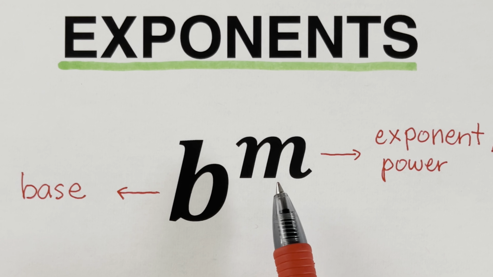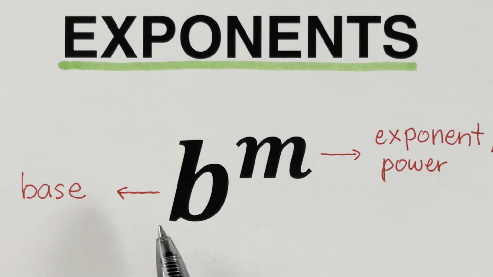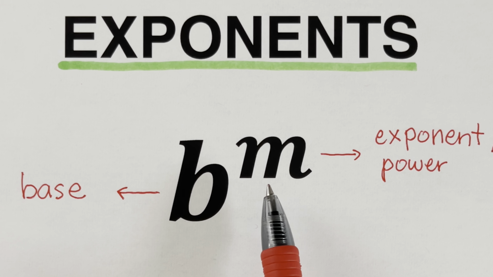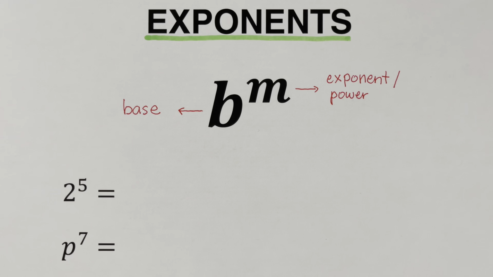Exponent m, sometimes called the power, shows how many times the base b is used as a factor, or pretty much how many times we multiply b by itself. Looking at this example, we can say that 2 is the base and 5 is the exponent. In the second example, p is the base and 7 is the exponent.